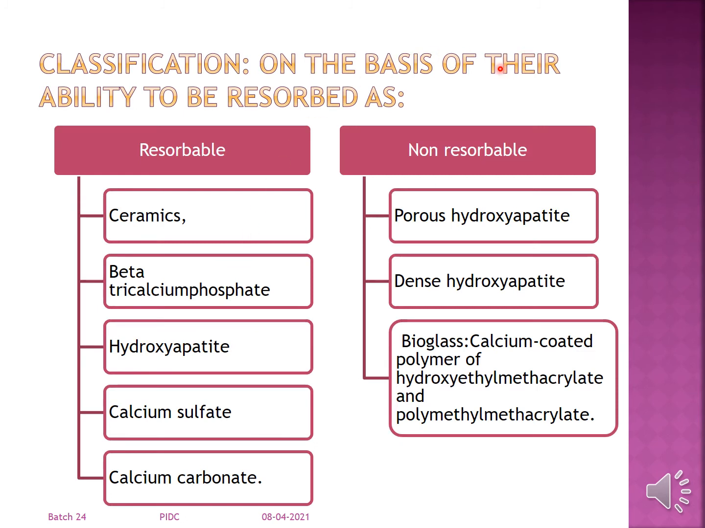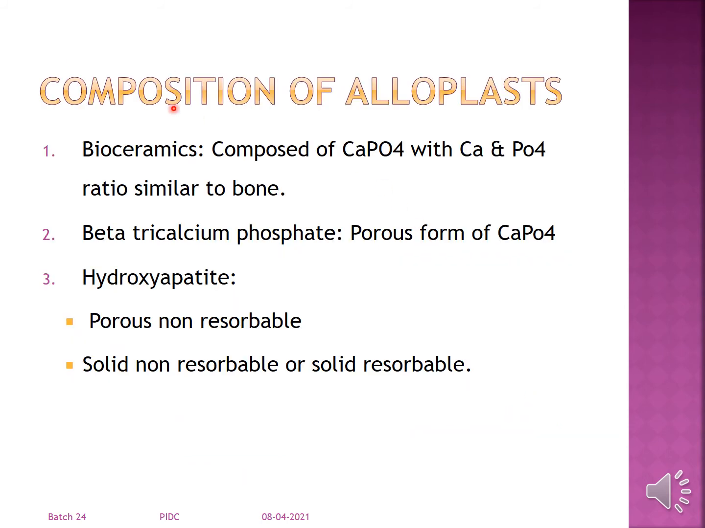It is classified on the basis of their ability to be resorbed as resorbable and non-resorbable. Resorbable includes ceramics, beta tricalcium phosphate, hydroxyapatite, calcium sulfate, and calcium carbonate. Non-resorbable includes porous hydroxyapatite, dense hydroxyapatite, and bioglass, which is a combination of calcium-coated polymer of hydroxyethyl methacrylate and polymethyl methacrylate. Coming on to the composition of all the components, bioceramics is composed of calcium phosphate with calcium and phosphate ratio similar to that of the bone.